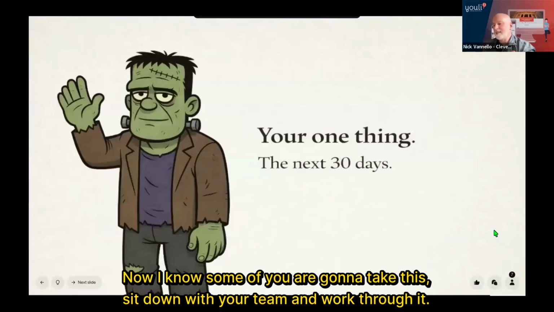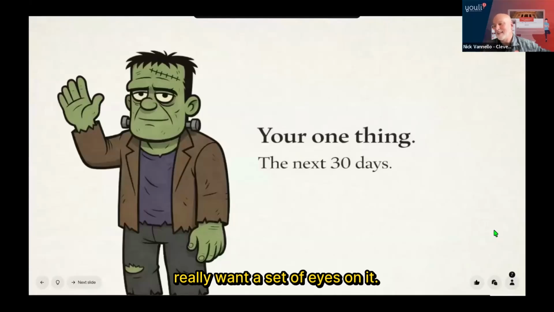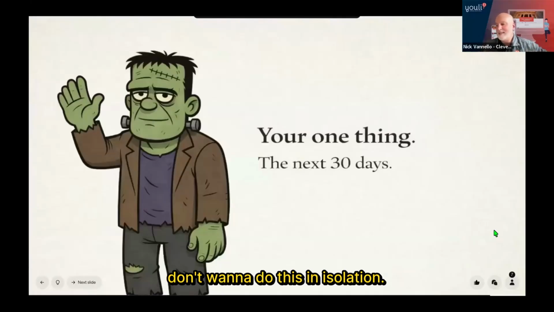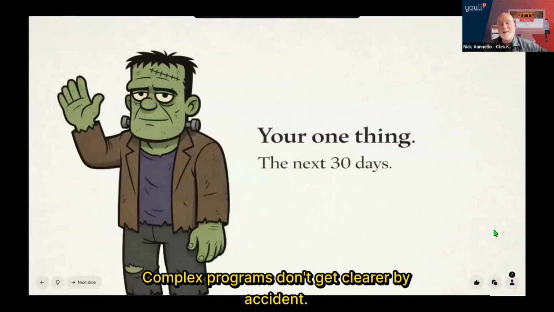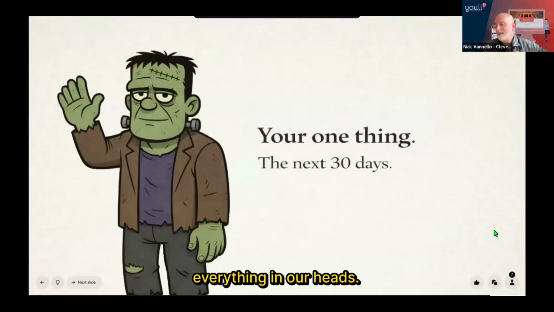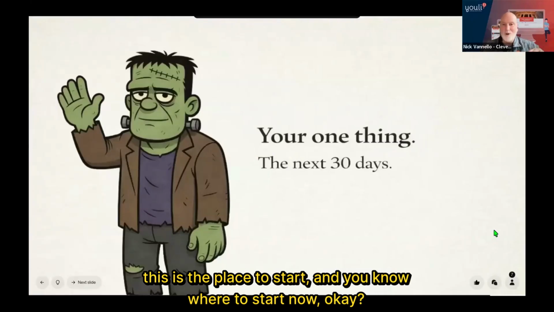All right. Now, I know some of you are going to take this, sit down with your team and work through it. And that's awesome, truly. And then some of you are going to look at the thing that you chose and realize that you really want a second set of eyes on it. And not because you're failing, not because you picked the wrong thing, but because you don't want to do this in isolation. And that's normal. Complex programs don't get clearer by accident. They get clearer when we slow down, name what's wrong, and stop carrying around everything in our heads. So, however you decide that you're going to move forward, whether it's solo or with the team, this is the place to start. And you know where to start now.